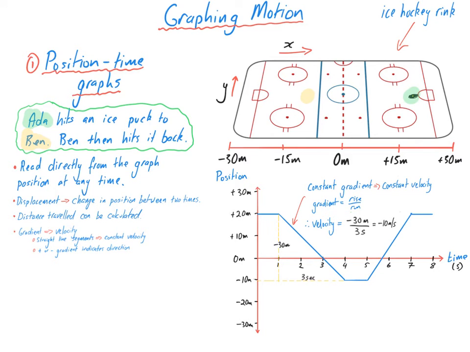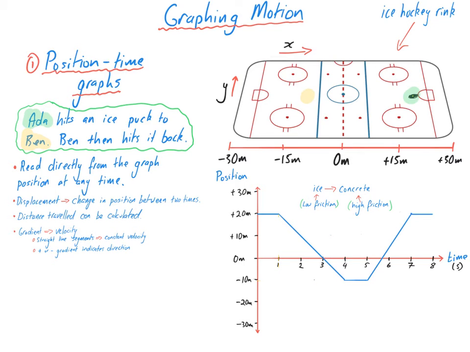So recapping, it's the gradient of a position time graph that gives us velocity. If we have a straight line segment in our graph, that means we have constant velocity. And it's the positive or the negative sign in our gradient that indicates the direction of travel.